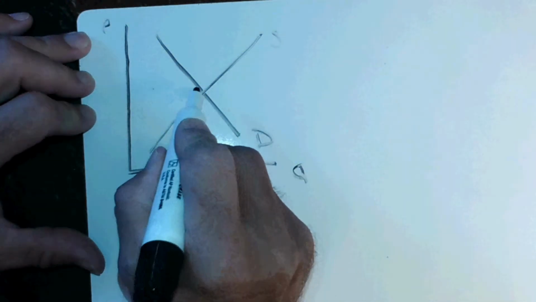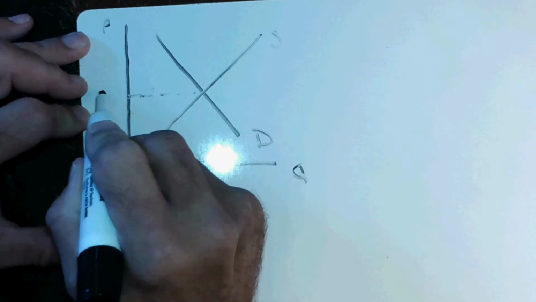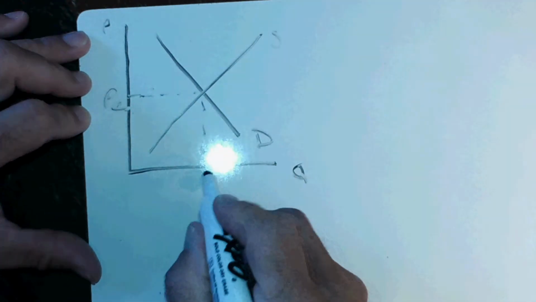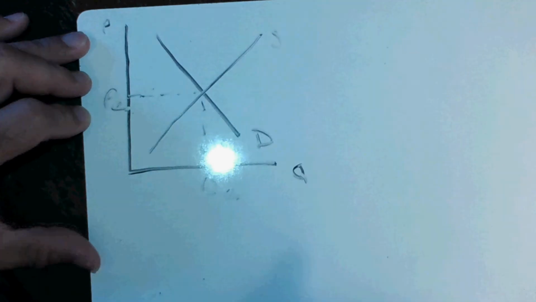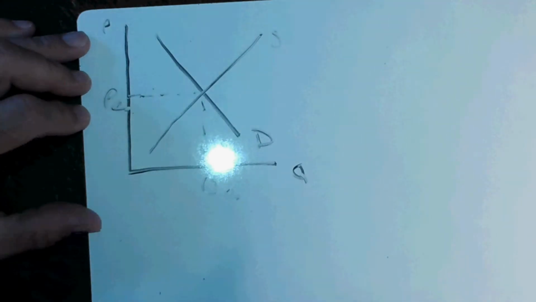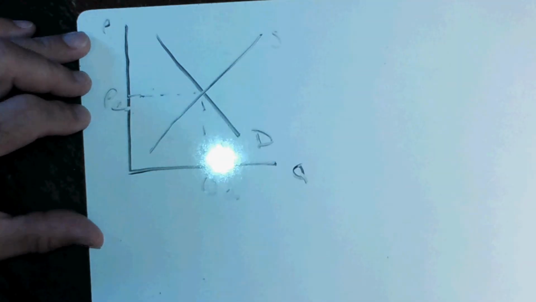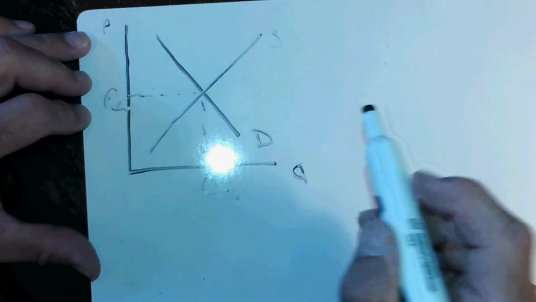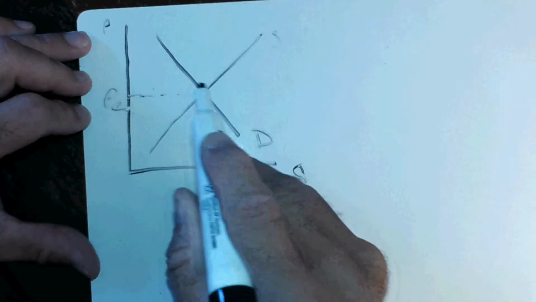This is the equilibrium price, P sub E, and this will be the equilibrium quantity, Q sub E. There's neither a surplus nor a shortage at this point, and the market is at rest. Equilibrium, the market clearing price, is where the quantity supplied equals quantity demanded.